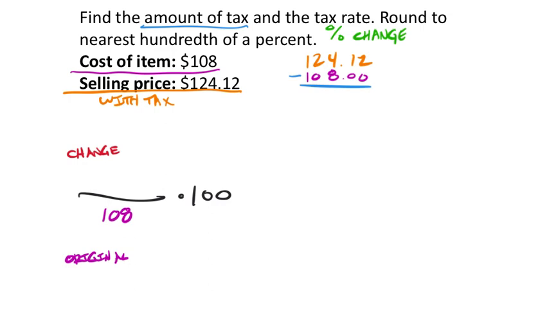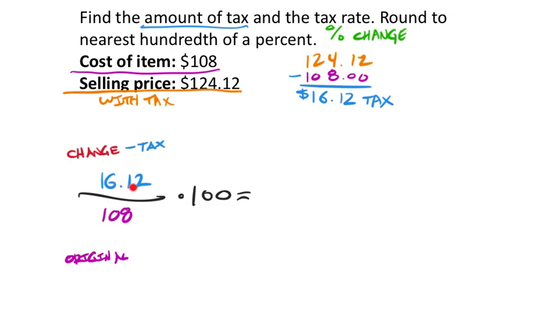So, I should probably be able to do this in my head, but I'm not going to, just because I know I'm going to make a mistake. $124.12 minus $108. If I can type that in correctly, it shows us that the amount of change is $16.12. That means that this is the amount of tax. Okay, so the change or the tax is $16.12.